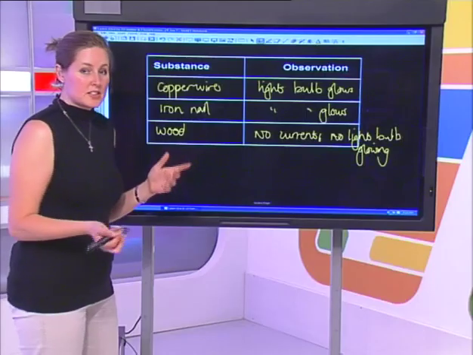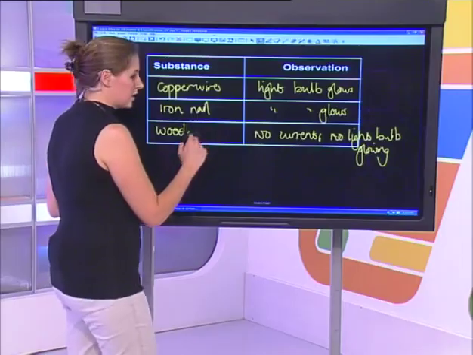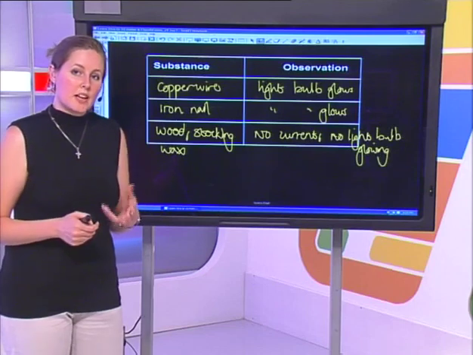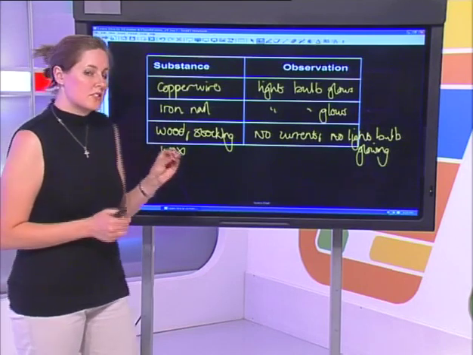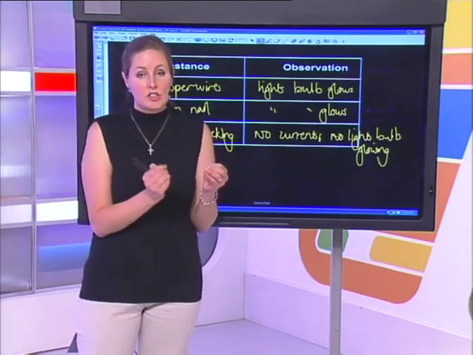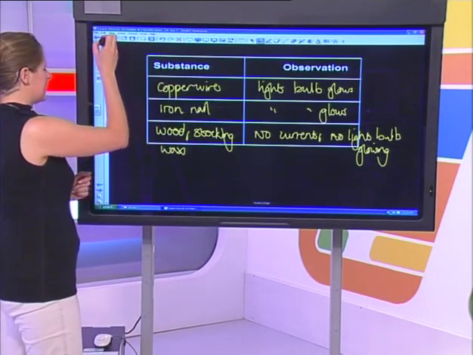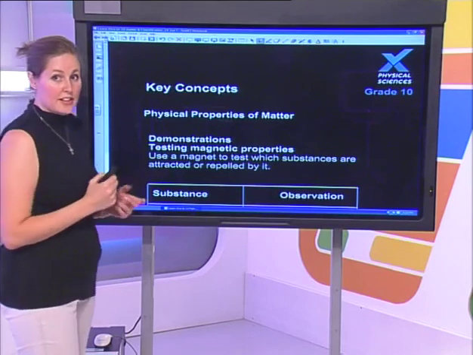The other things that didn't work: the wood didn't work. What else? The stocking, the candle wax, the wax. There were quite a few things that didn't work. So electrical conductivity is allowing an electric current to pass through it. Let's go to the next one and let's see if we've got any more things to investigate.